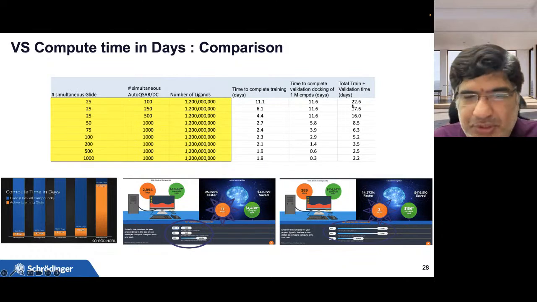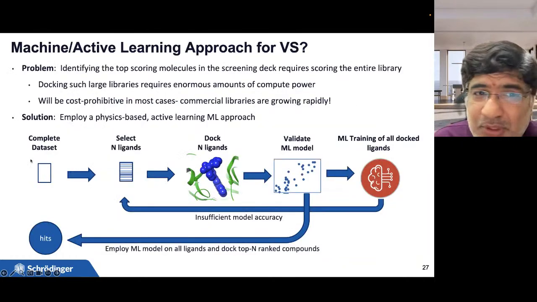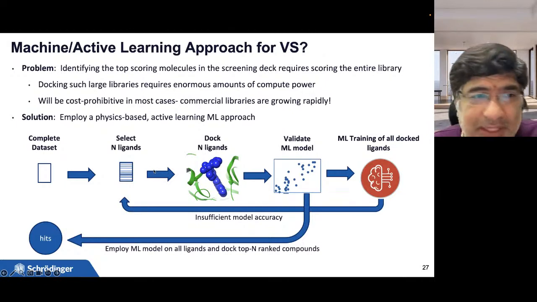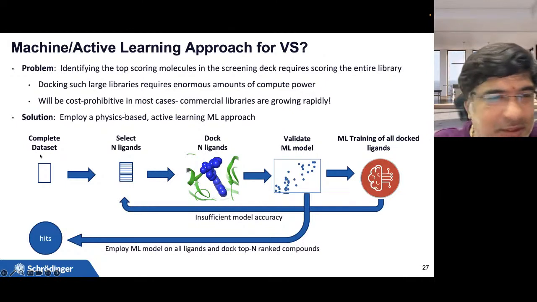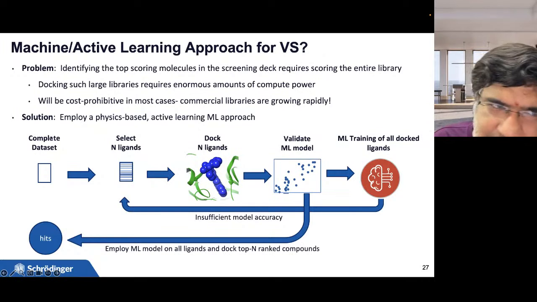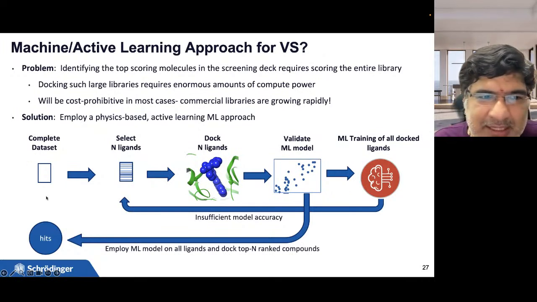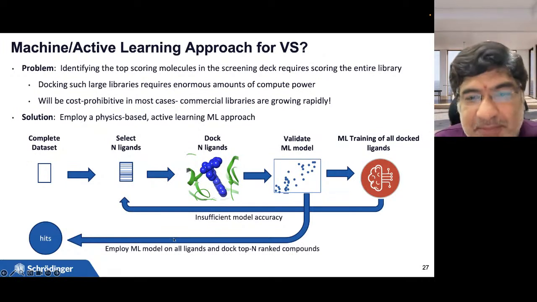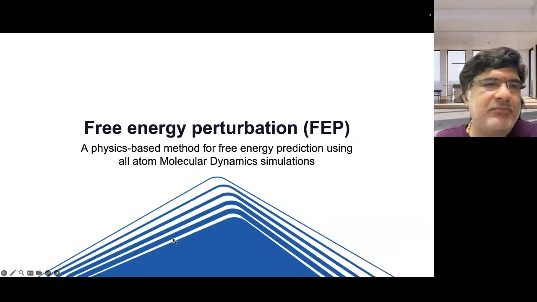It's a smart approach. Did you really dock all the molecules? No, hardly a few lakh molecules only you are docking. But did you omit any molecule? No, you explored every molecule, and then the best molecules you fetched and confirmed. That is the advantage here.